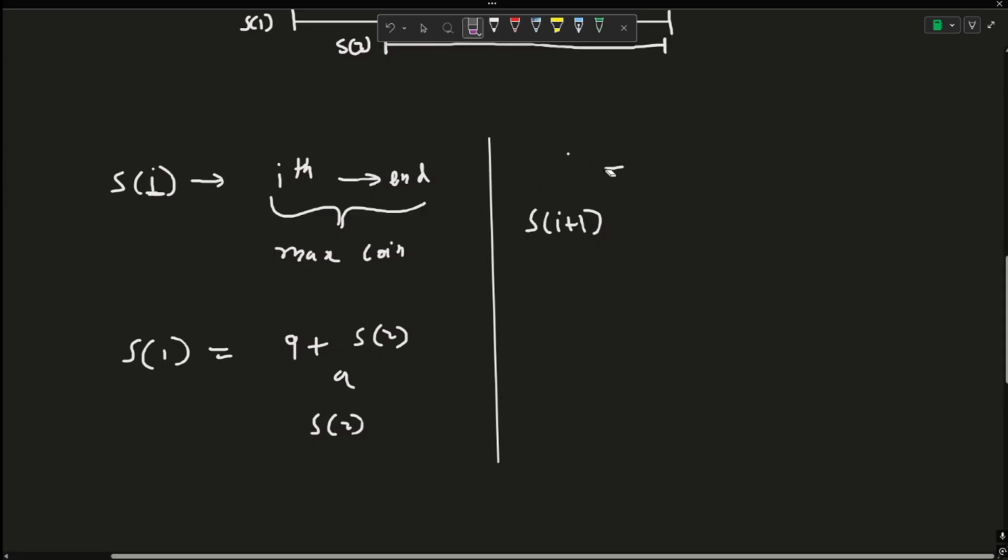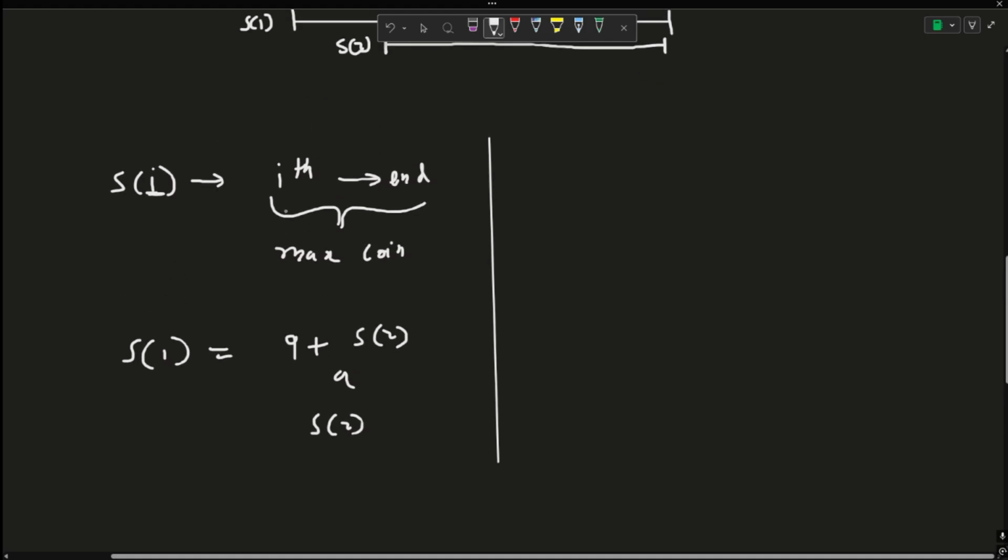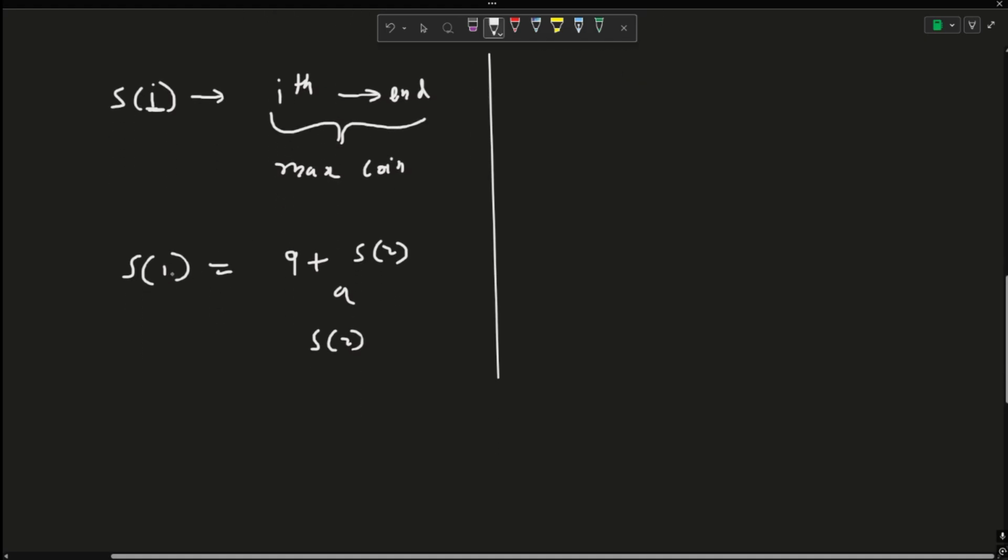Okay, let me explain what I mean. So let's come to our example. Let's say we are calculating for S1. So there are two scenarios. We rob the first house, we don't rob the second house. We rob the current house, we don't rob the current house.